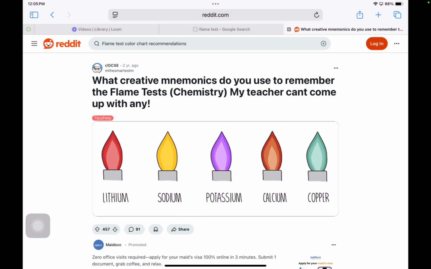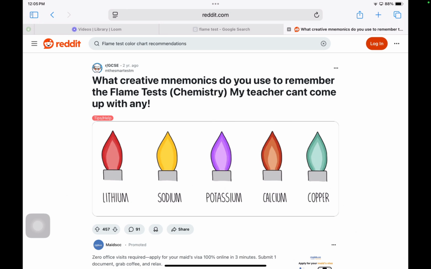I'm looking at the Reddit title, I'm laughing. My teacher cannot come up with any. Come on, guys, you can come up with your own mnemonic. I personally don't really have a mnemonic to remember the flame test. I do have it for my metal reactivity series, but I just base it on my interaction with it.